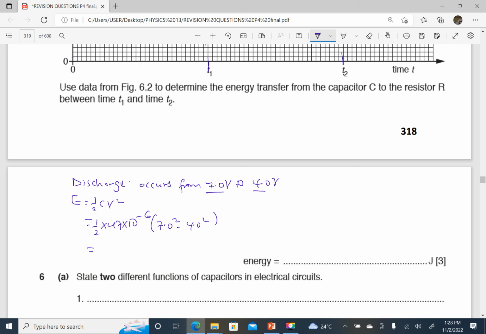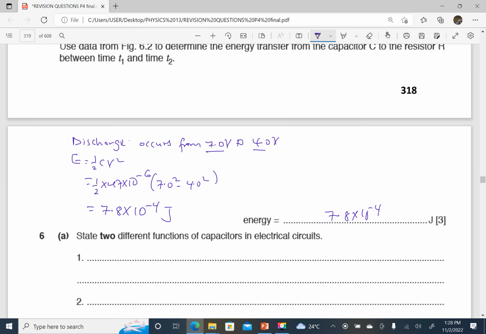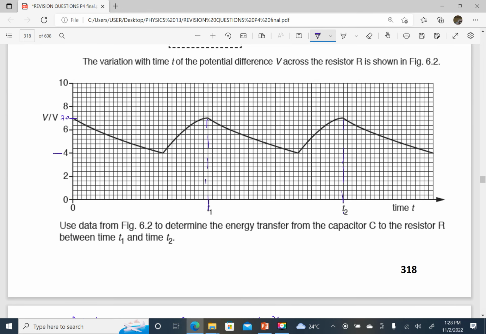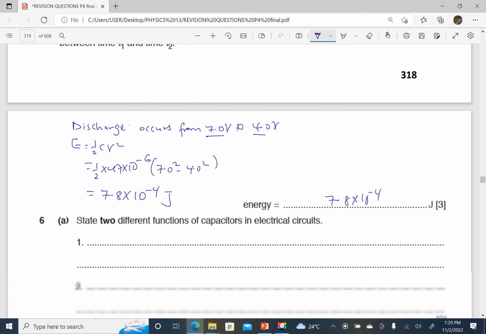So from the calculator, this is actually 7.8 times 10 power negative 4 joules. So this is 7.8 times 10 power negative 4. That is the energy which is transferred from the capacitor to the resistor. Because from T1 that is discharge, from T2 that is charging. Okay.